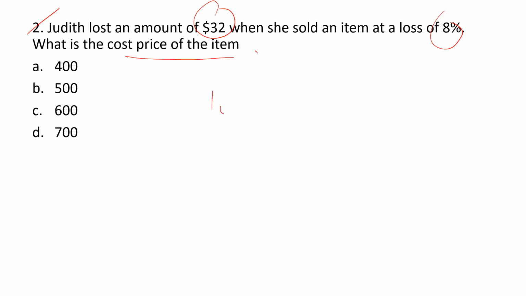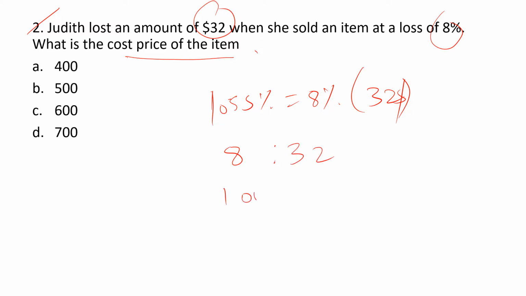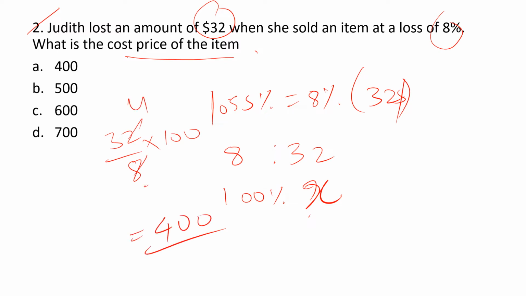Try to look at it. Given data: loss percent is equal to 8%, and loss amount is equal to 32 rupees or $32. We need to find the cost price. The simplest method is: for 8% we lost 32 rupees. For 100%, how much do we lose? 32 by 8 into 100 is equal to 400. We landed with the right solution, guys. 400 is the right answer.